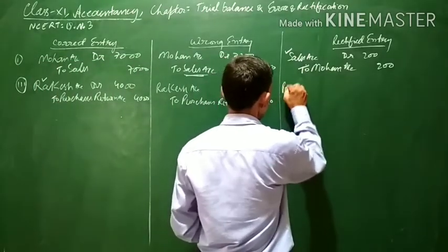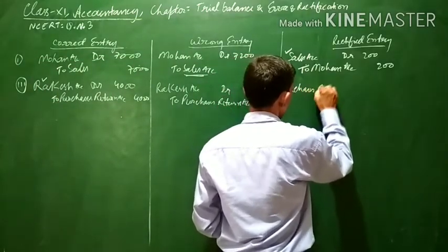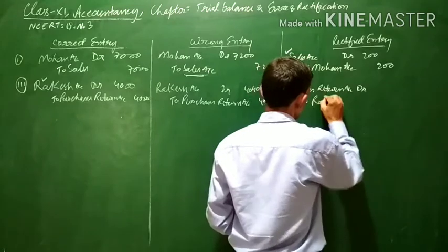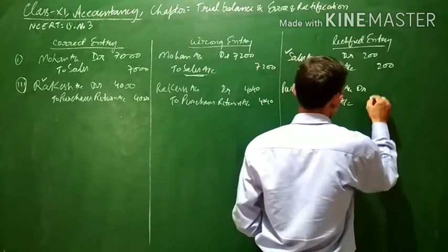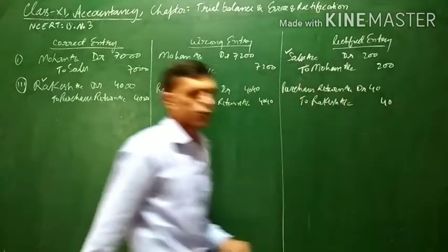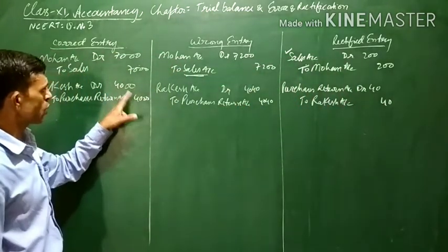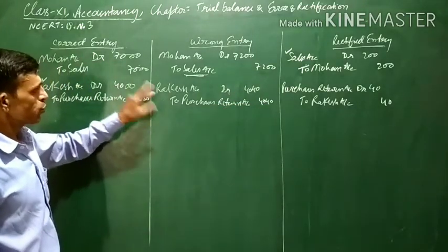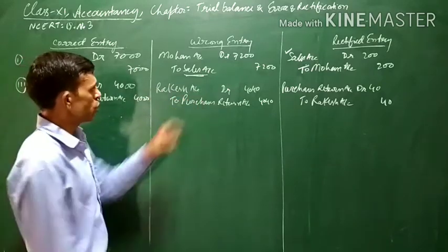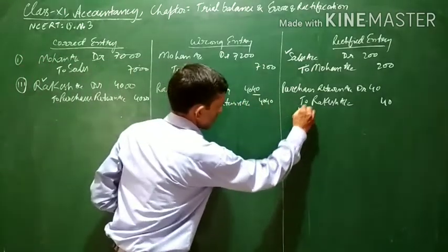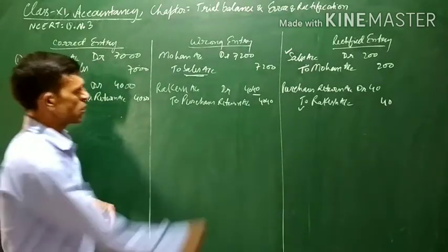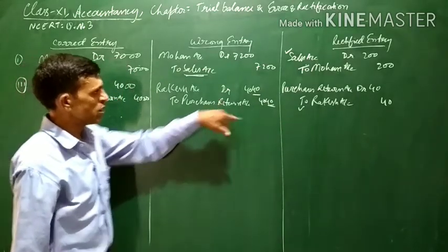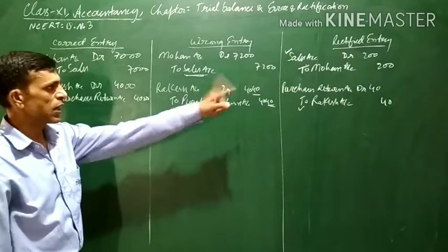The entry will be: purchase return account debit to Rakesh account, with 40 rupees. The reverse entry will be only for 40, because instead of 4,000, it has been debited and credited with 40 rupees extra. So in order to cancel the 40 rupees extra debit, credit will be given to Rakesh. Similarly, purchase return has been credited with 40 rupees extra. In order to cancel this, purchase return will be debited with 40 rupees. This will be the rectification entry.